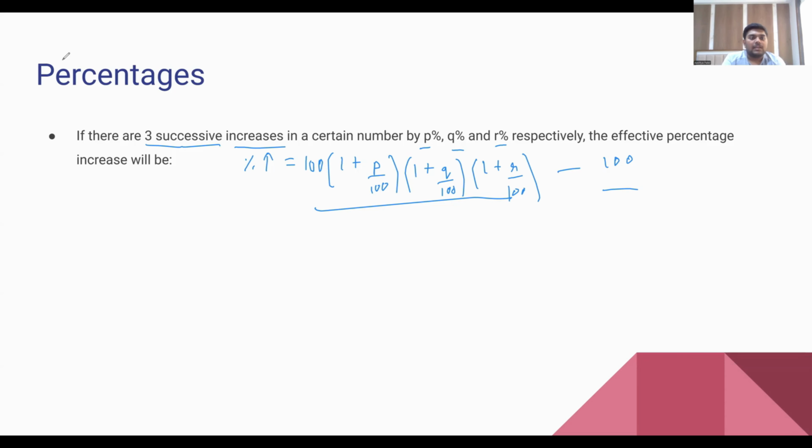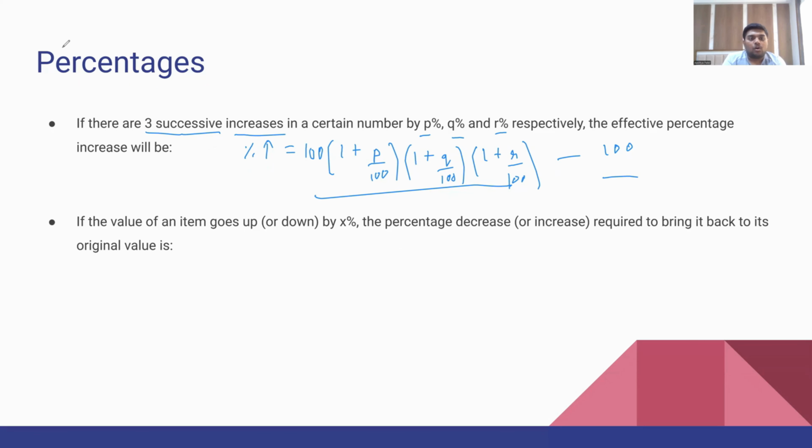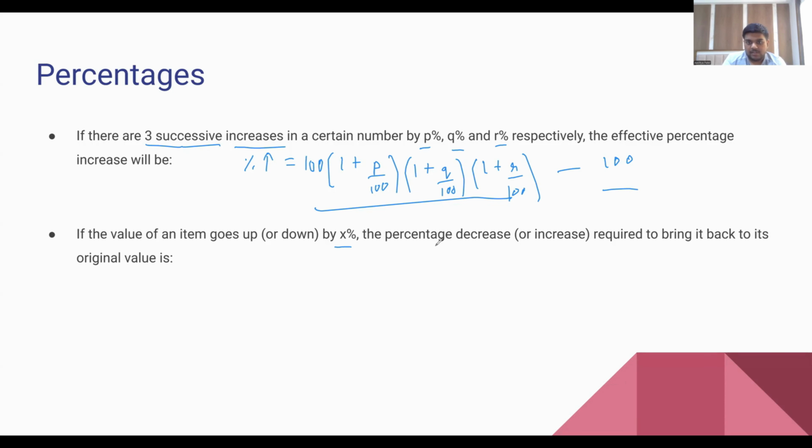Okay. And then there is another thing. If the value of an item goes up by x% or down by x%, then the percentage decrease or increase required to bring it back to its original value is 100x by 100 plus or minus x. So if the value is initially going up, then there will be a plus sign. If the value is going down initially, then there will be a minus sign. Okay.